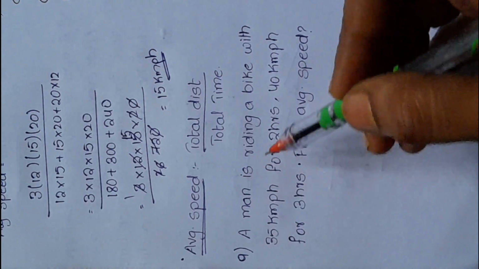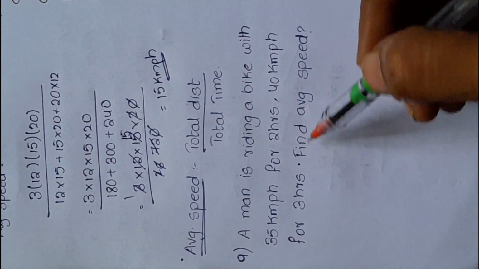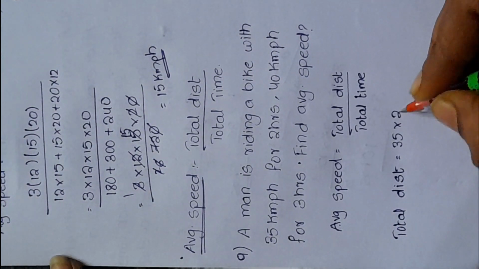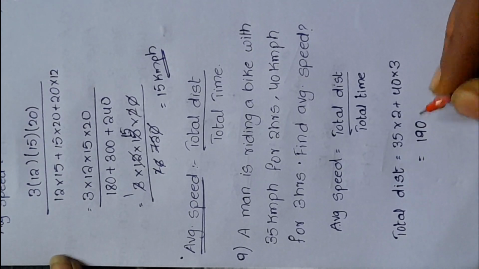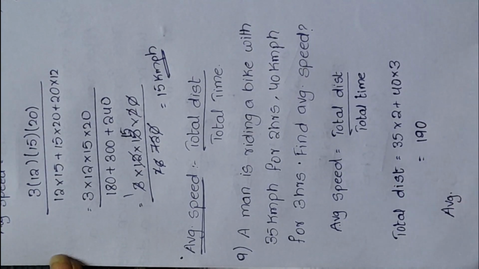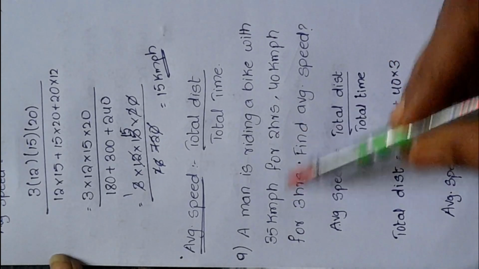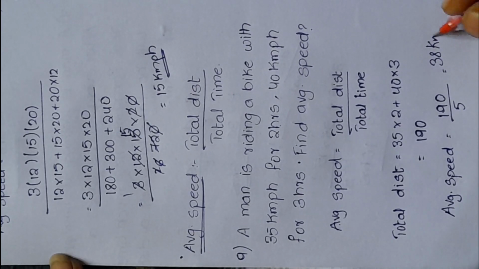Question number 9. A man is riding a bike with 35 kilometers per hour for 2 hours, 40 kilometers per hour for 3 hours. Find the average speed. Total distance is 35 into 2 plus 40 into 3. That is 190 kilometers. Average speed is 190 by the total time, which is 3 hours plus 2 hours. That is 5. We get this as 38 kilometers per hour.